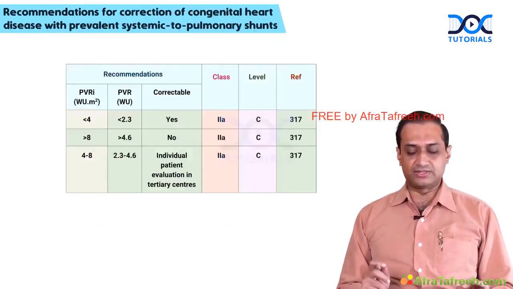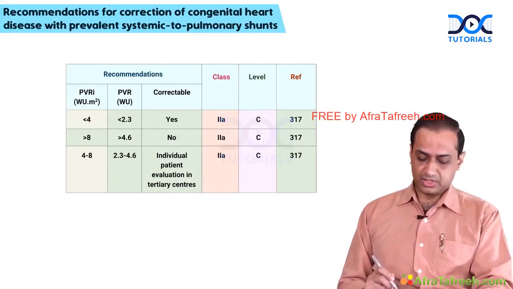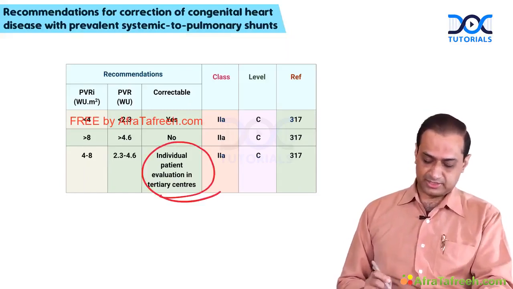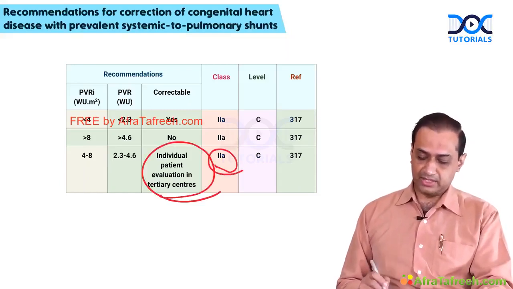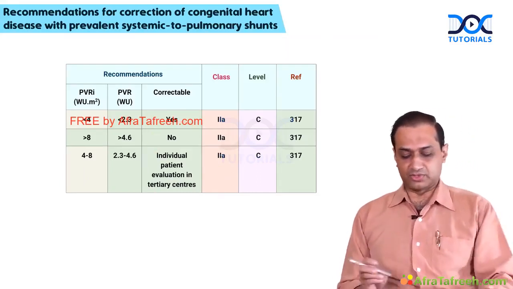In congenital heart disease with Eisenmenger, PVR, which is pulmonary vascular resistance index, less than 4 is correctable. 4 to 8 is individual patient assessment. This is a class 2A indication, but in a tertiary center, but more than 8 is of course not correctable.